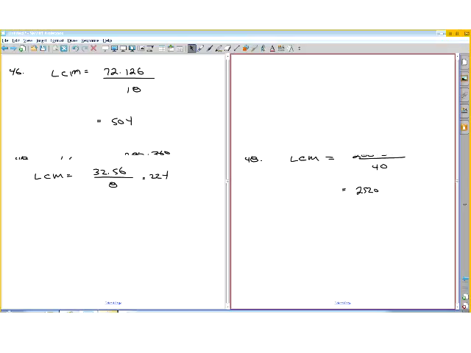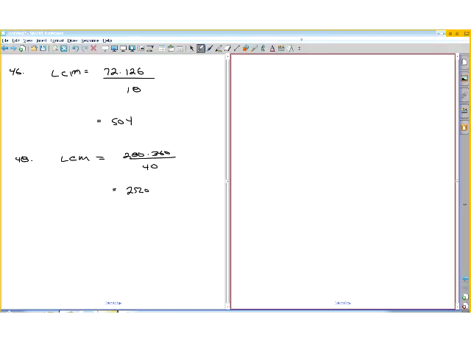Okay, the last ones we're going to do is use this Euclidean algorithm for more than two numbers. So we're going to take problem 51: 150, 210, and 240.